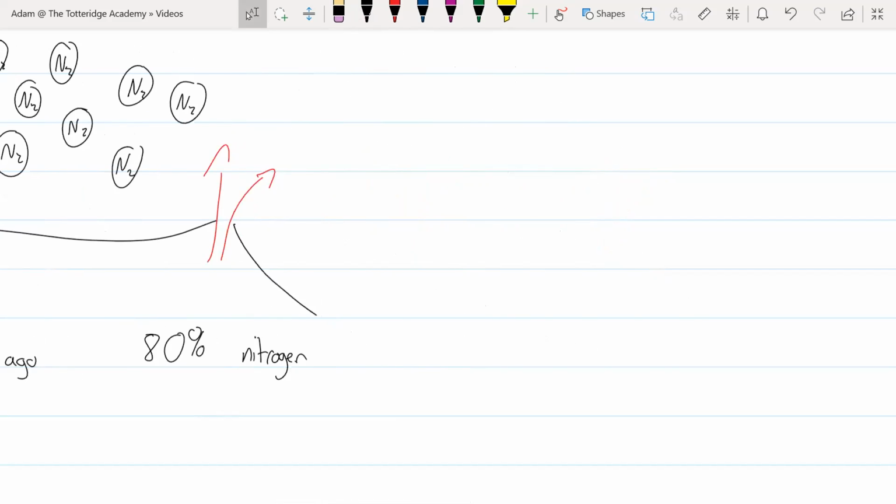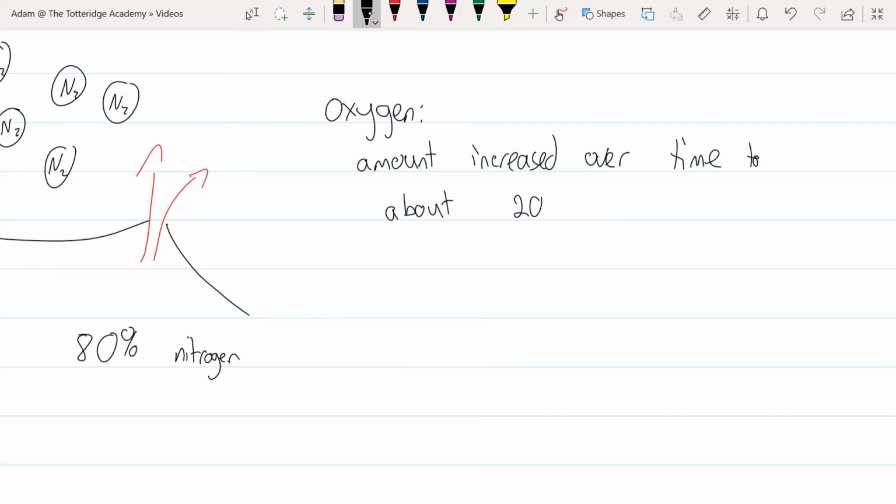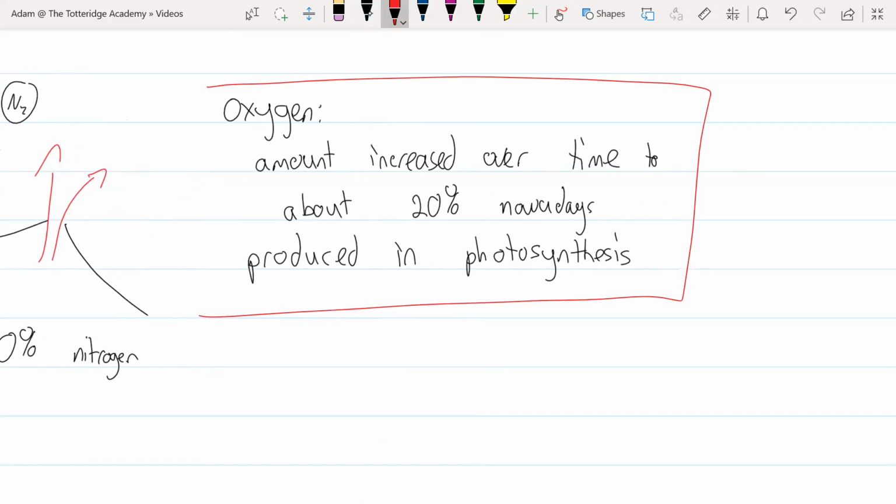So if we were to write those out as take homes, as we've done before, so oxygen, we would say the amount increased over time to about 20% nowadays, and that's because it's produced in photosynthesis, which is what we were just looking at. So you can quickly pause your screen and write this down for me.